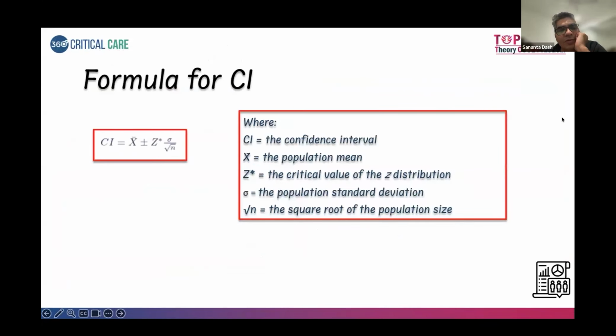The formula for the confidence interval is based on the population mean, X, and the Z score, the critical value of the Z distribution, which can be calculated, or you can get it from the table. Sigma is the standard deviation of the trial, and n is the number of patients or subjects in the trial. So for calculating the confidence interval, you need the Z score and the population mean. These are the two things you need, along with the standard deviation.